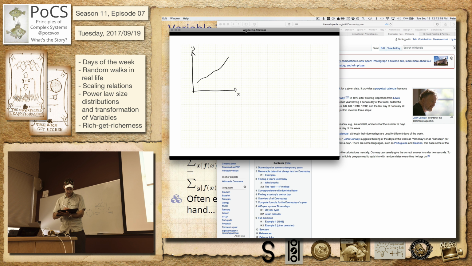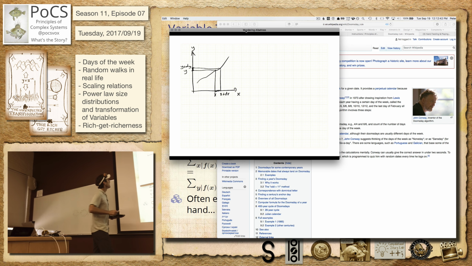Let's say it's like this. This is x and x plus dx. This is kind of the idea. And y plus dy. Right, so the probability that y is in between here and here, this is a continuous variable, is equal to the probability that x is between x and x plus dx, right?